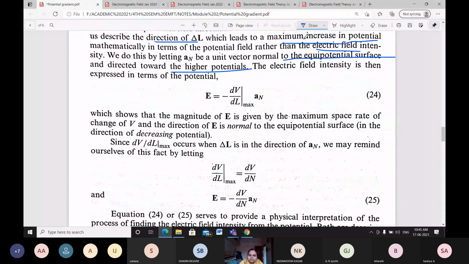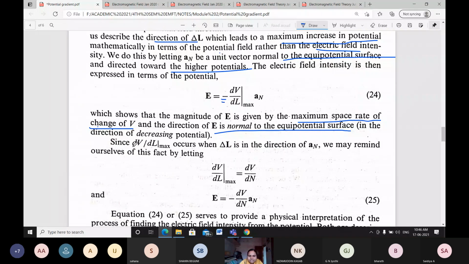Next, from the equation, the magnitude of E is given by the maximum space rate of change of V, and the direction of E is normal to the equipotential surface. That means we get the value of E from the maximum space rate of change with respect to V, and the direction of E is normal to the equipotential surface, that is, in the direction of decreasing potential. That's what it is telling, because of the negative sign.